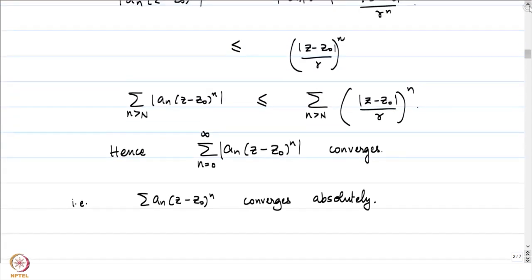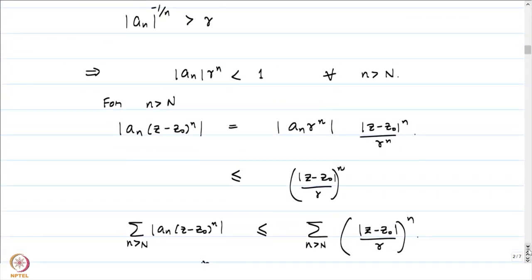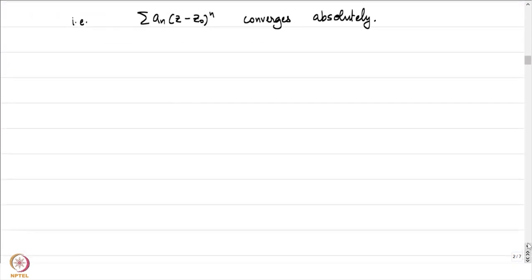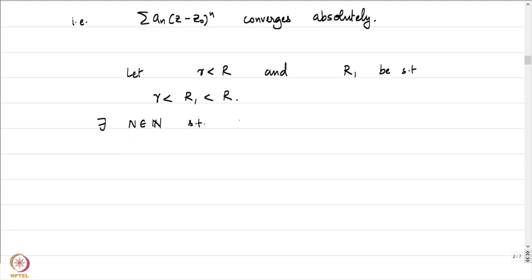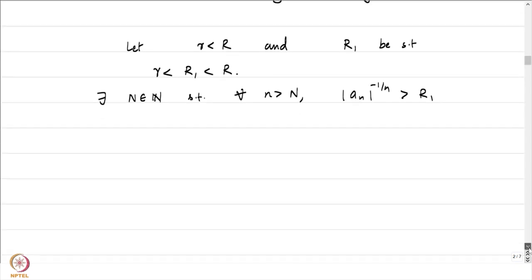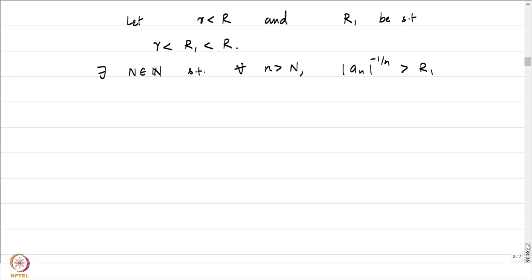In this proof, we have already laid the framework to prove that in a smaller disk, the series converges uniformly. So let's do that. So let small r be less than capital R and r_1 be such that small r is less than r_1 is less than capital R. We will use the same trick now. There exists some capital N in natural numbers such that for all n greater than capital N, |a_n|^(-1/n) is strictly greater than r_1, which in particular is also greater than small r.